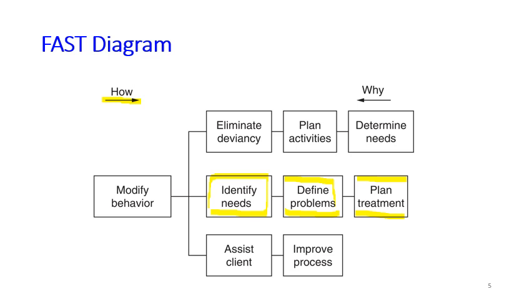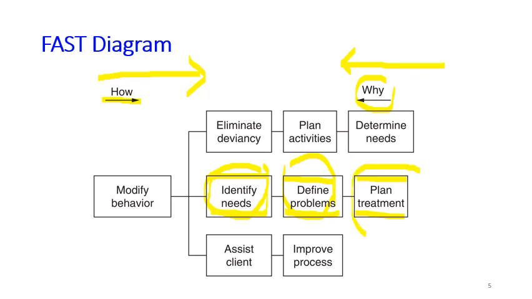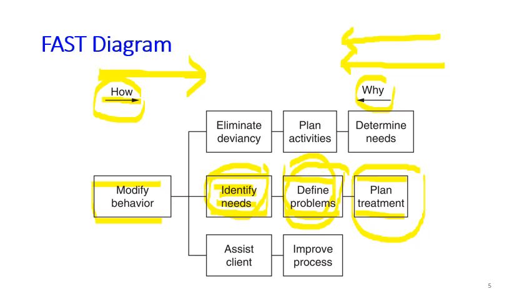So if you go from left to right, it's about how can we do the one on the left? The answer is the one on the right. However, if you go from right to left, the reasoning becomes why. For example, why do we want to plan treatment sessions? Because we want to define their problems. Why do we want to define their problems? So we can identify what they need to go back to society and perform well. Why do we want to identify their needs, what kind of help they need? Because we want to modify their behavior. So this is how a FAST diagram is constructed. We go from left to right with the reasoning of how. We go from right to left by the reasoning of why.